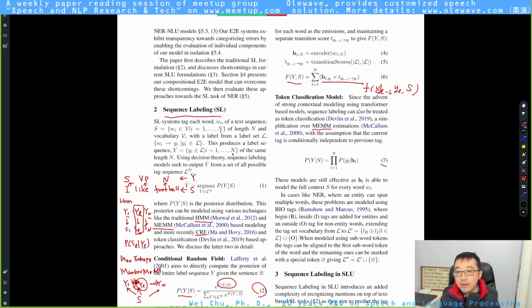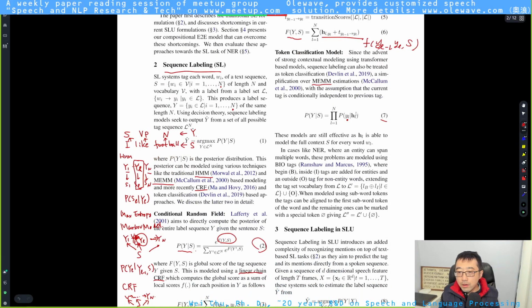They assume that any output y_l is not dependent on its future label or the previous label. That probably makes sense. It's solely dependent on the encoder embedding. And all you have to do is multiply all the probabilities to get the overall probability because of the IID assumption. Okay. All right.